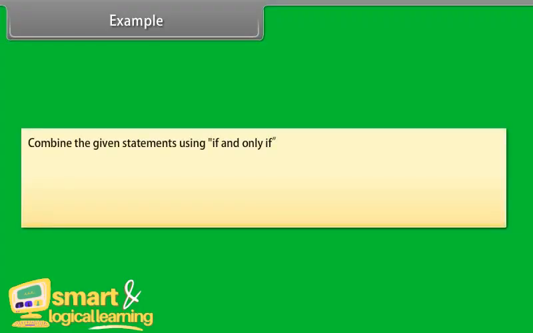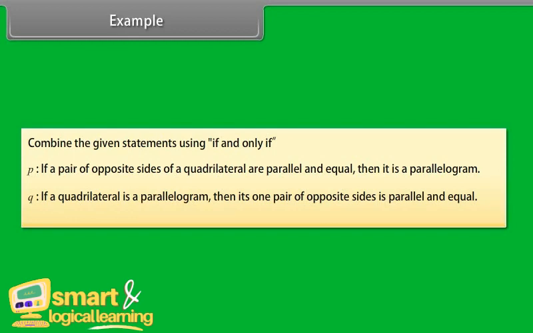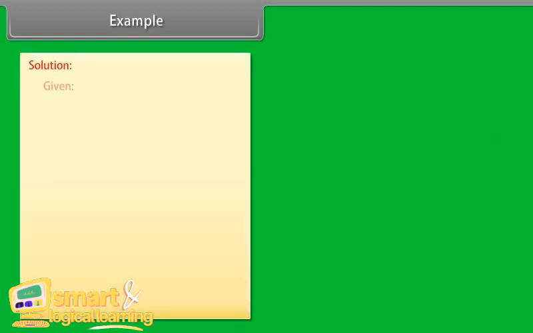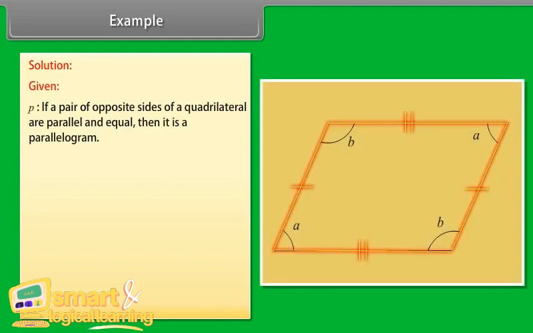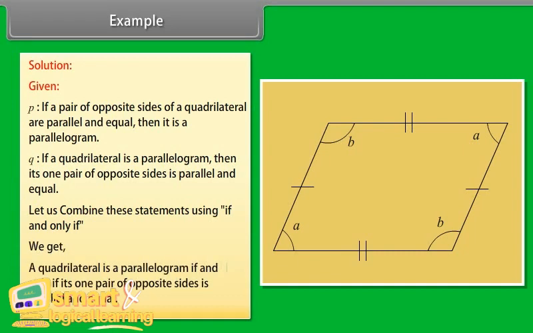Example. Combine the given statements using if and only if. P is a statement that if a pair of opposite sides of the quadrilateral are parallel and equal, then it is a parallelogram. Q is a statement that if a quadrilateral is a parallelogram, then its one pair of opposite sides is parallel and equal. Solution. Let us combine these statements using if and only if. We get: a quadrilateral is a parallelogram if and only if its one pair of opposite sides is parallel and equal.